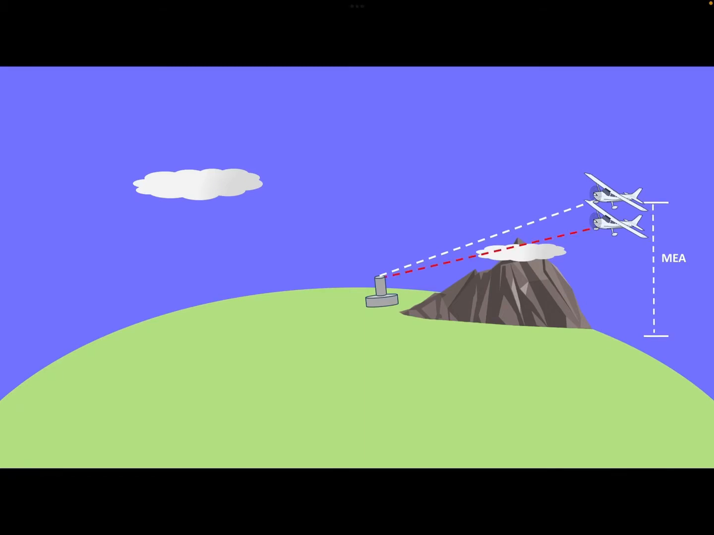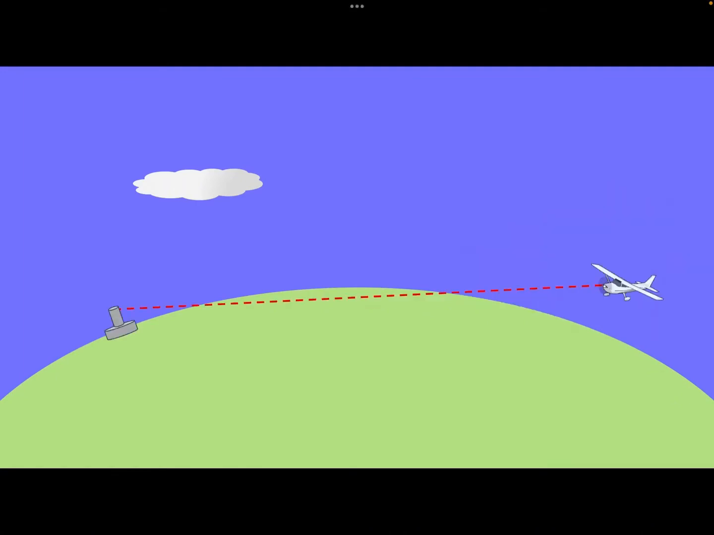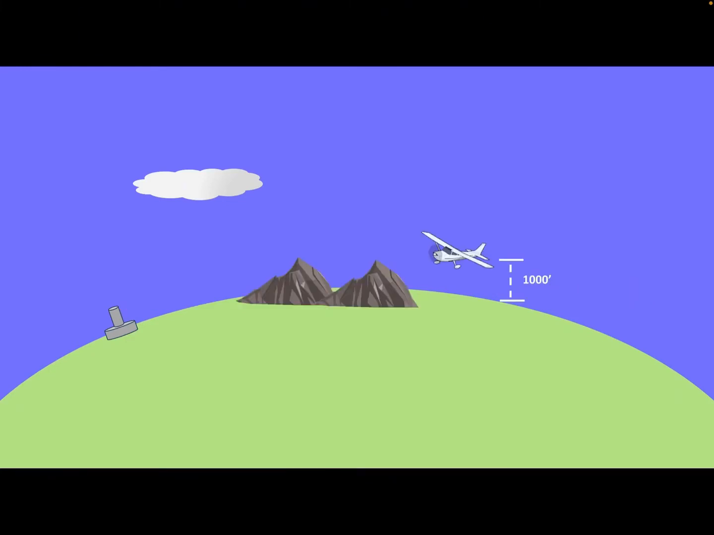However, if we are below the MEA, we are not ensured signal coverage even if we are still high enough to clear terrain. So here, this aircraft with the red line going to it from the VOR station is high enough to clear that terrain, but there is no straight line of sight path to the VOR station, so we would not be ensured the signal coverage. Even the curvature of the Earth can cause blockage in line of sight signals at far enough distances.